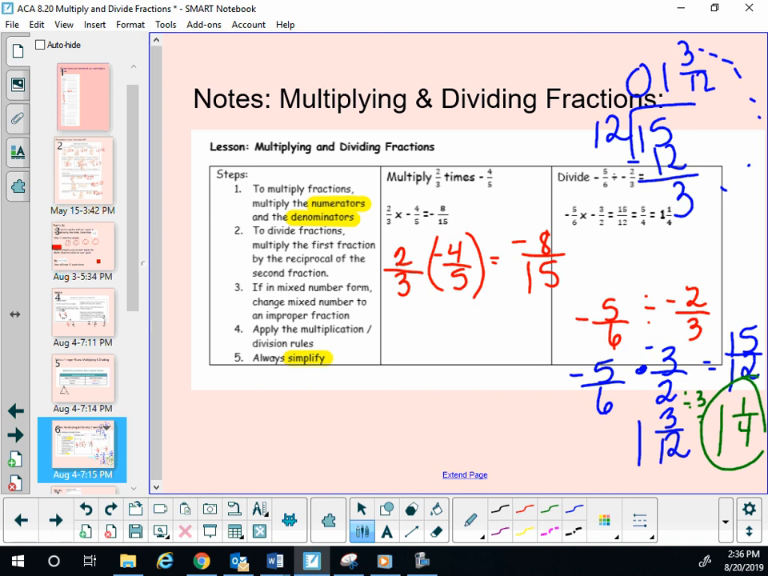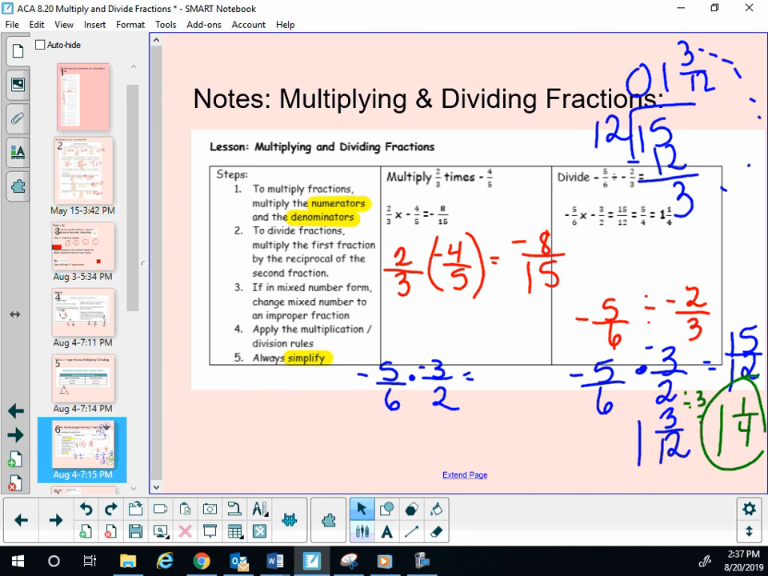This problem had a lot of simplifying, and I like to simplify at the beginning. I feel like the numbers become smaller and they're easier to work with. Let me show you what I mean. All I'm going to do is rewrite the multiplication problem. Negative 5 over 6 times negative 3 over 2. It is the same problem, but now I'm going to simplify at the beginning.